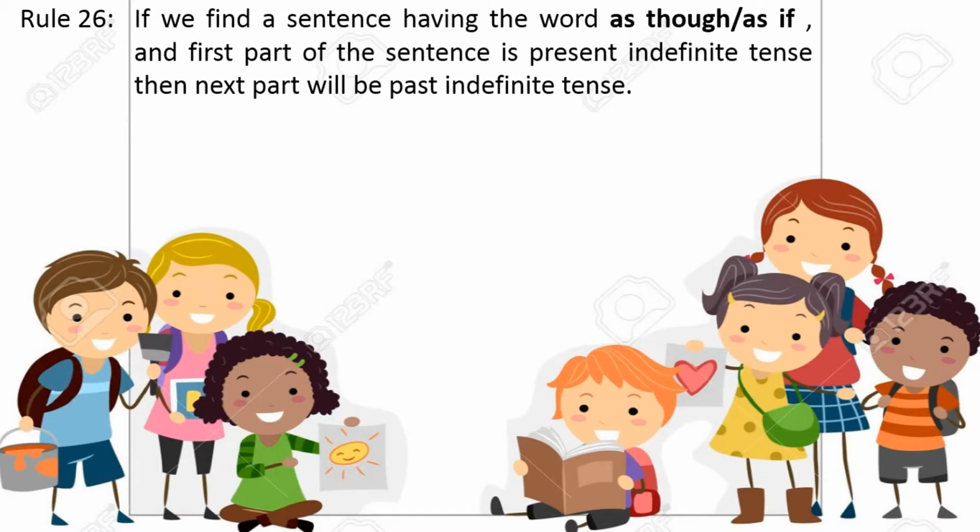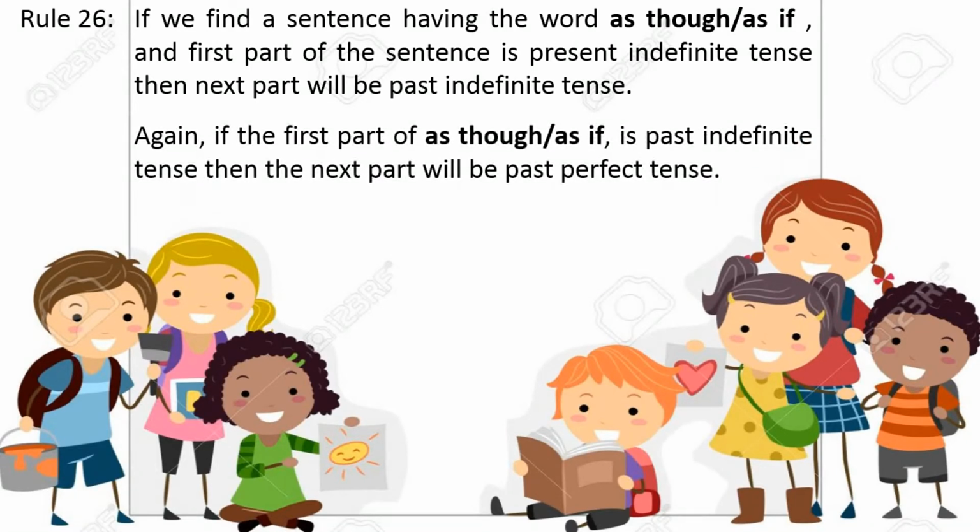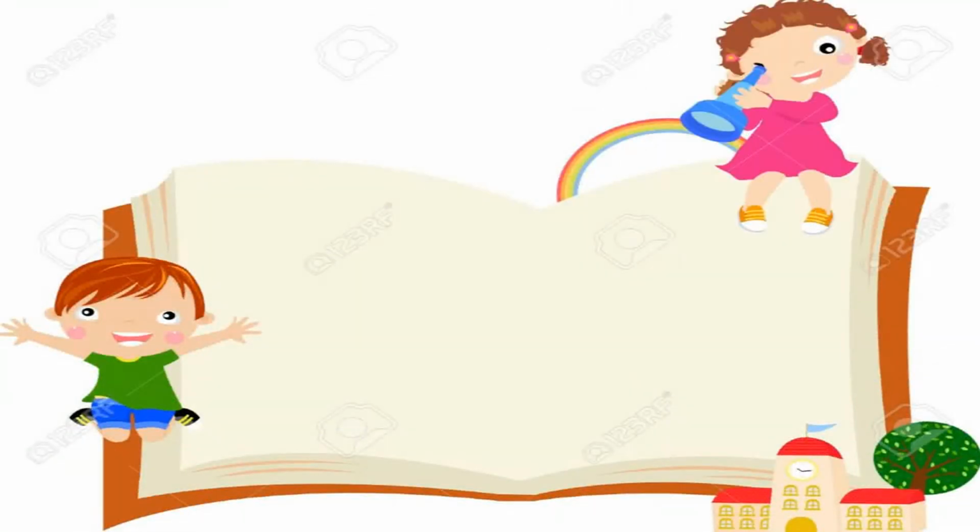If we find a sentence having the word as if or as though, and the first part of the sentence is present indefinite tense, then the next part will be past indefinite tense. Again, if the first part of as though or as if is past indefinite tense, then the next part will be past perfect tense. So let's have the example to make you clear.